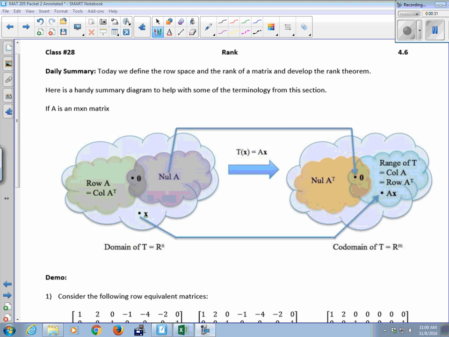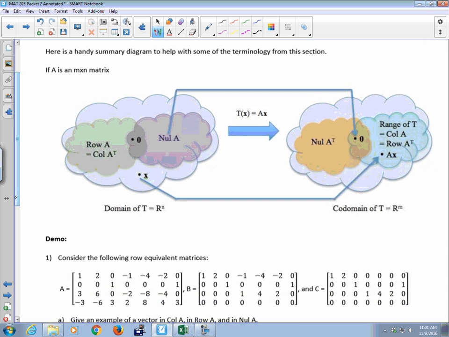All right, so today we're going to define the row space. The row space is the set of all linear combinations of the rows of a matrix. So it's just like the column space, except now you're looking at the rows instead of the columns. And the rank of a matrix is just the dimension of the column space. Remember, the dimension of a space is the number of vectors in its basis.